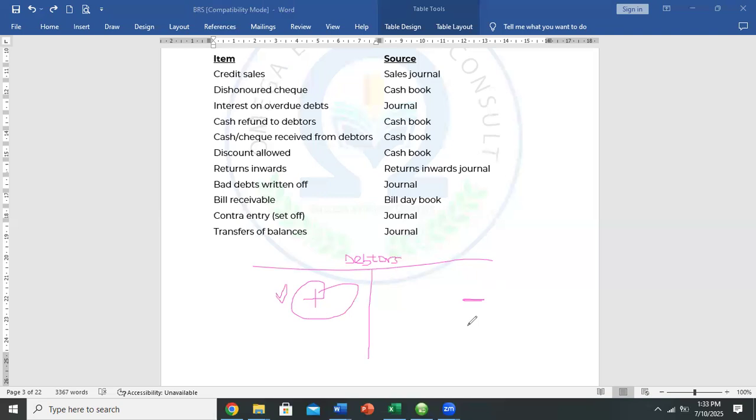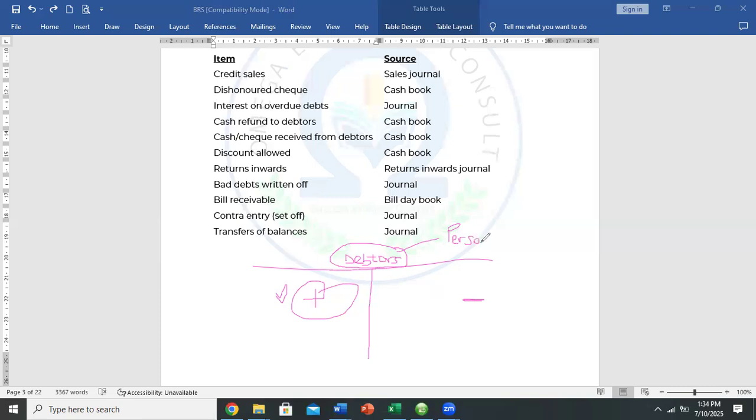That is the technique you can use to prepare the debtors account. Another technique you can use in analyzing the items is to determine whether the debtor, and as you know, the debtor is a person, can be Kofi, or Ama, or an artificial person like a business, maybe MTN or XY Limited.